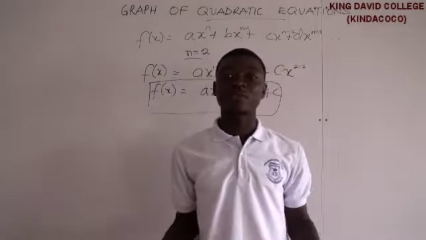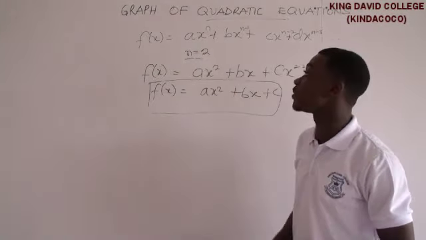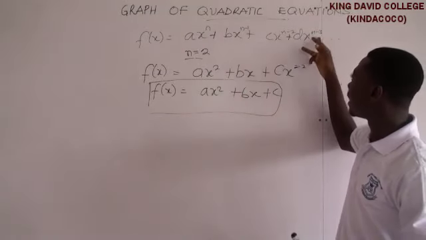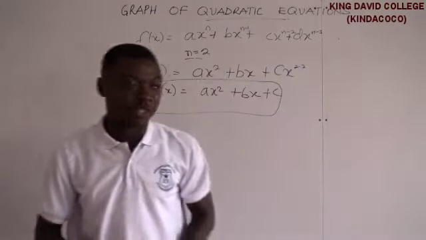So if it is cubic as well, then you are just going to say n is equal to 3. So you are having 3, 2, 1, and then 0 like that. Okay. So we are having this situation.